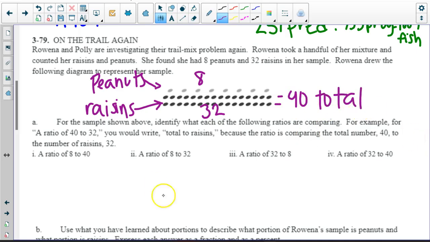So now we're going to use that information to help us with the next problem. It says, for the sample shown above, identify what each of the following ratios are comparing. For example, for a ratio of 40 to 32, you would write total to raisins because the ratio is comparing the total number 40 to the number of raisins, 32. So in this first one, it gives us the ratio. And please remember, order is extremely important in ratios. You cannot write things in whatever order you want, okay? It has to specify somewhere.